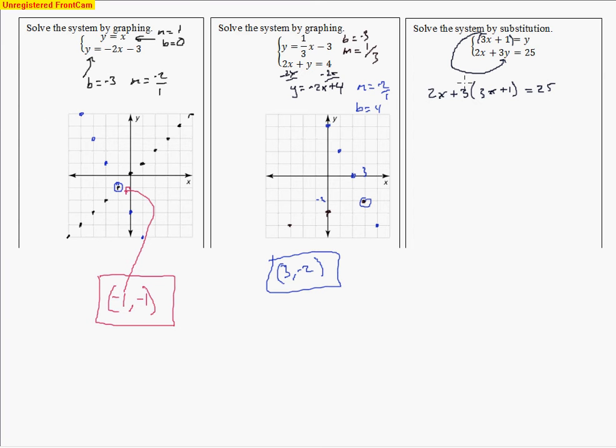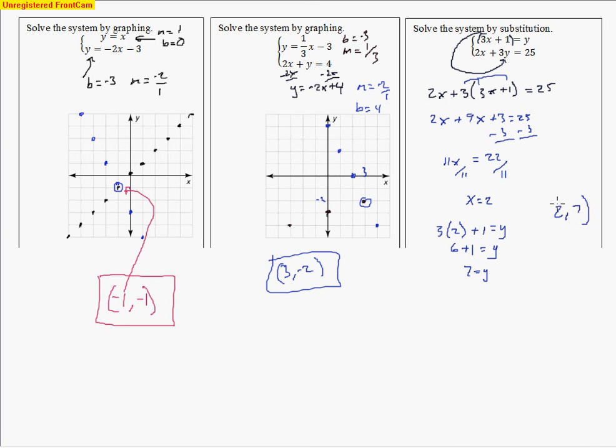And so when I do that, I distribute, and I've got 2x plus 9x plus 3 equals 25. So when I go ahead and subtract the 3 from both sides, I've got 11x equals 22. So I divide by 11, and I'll get the answer. x is 2. So once I get that, I substitute back into that top equation. It would probably be the easiest one. 3 times 2 plus 1 is going to be what y is. So 6 plus 1 gives me 7. So y is 7. So our point is 2, 7. That's where the 2 lines end up crossing. That's what we're looking for.